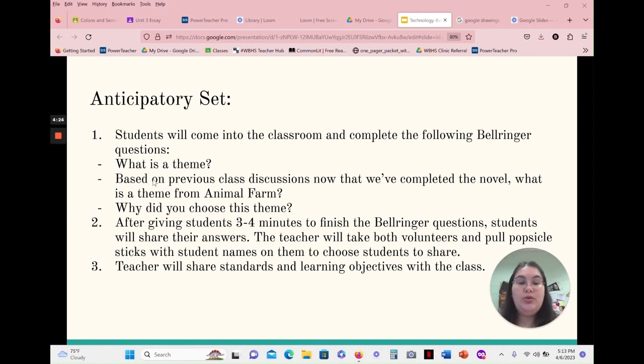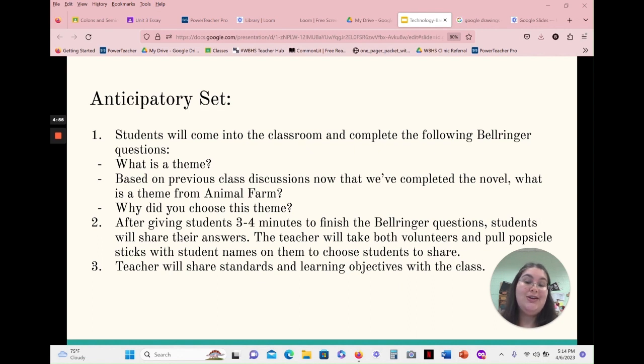Next, in order to prepare them for after they have chosen a theme as part of their bell ringer, they need to think about why they chose this theme, because it's going to set up a lot of their thinking for their one-pagers. Now, students are going to have 3 to 4 minutes to just jot their thoughts down and share their answers. Generally, I take volunteers and pull popsicle sticks with students' names on them. My students always know they need to have something prepared to say, even if it's just a best guess.